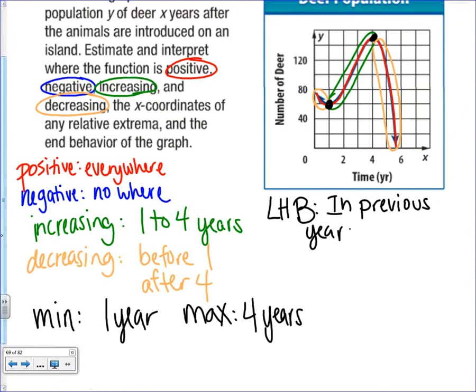what's happening to that line on the left? Look at the arrow. What's happening to the line on the left? It's increasing. The population increased.